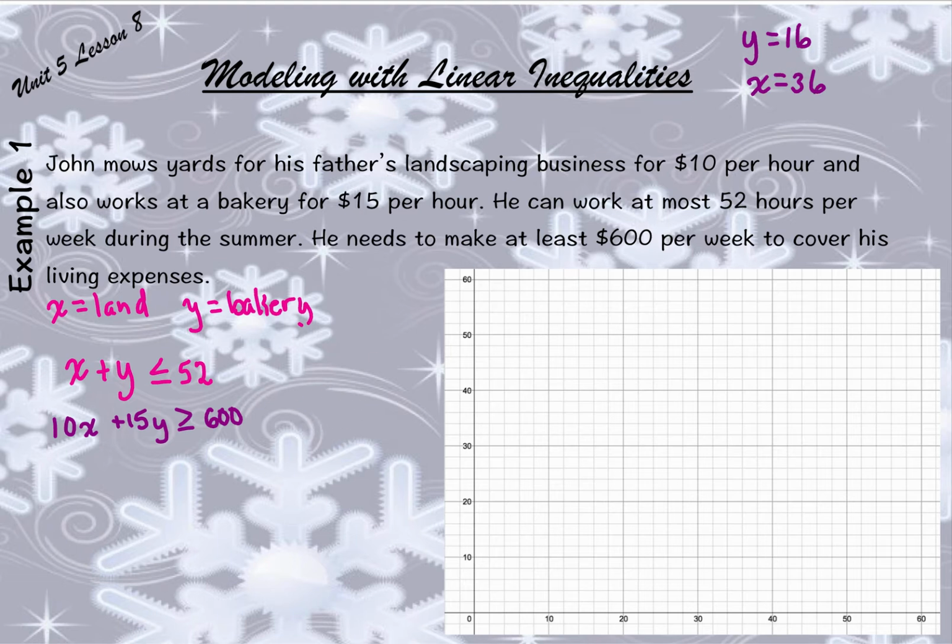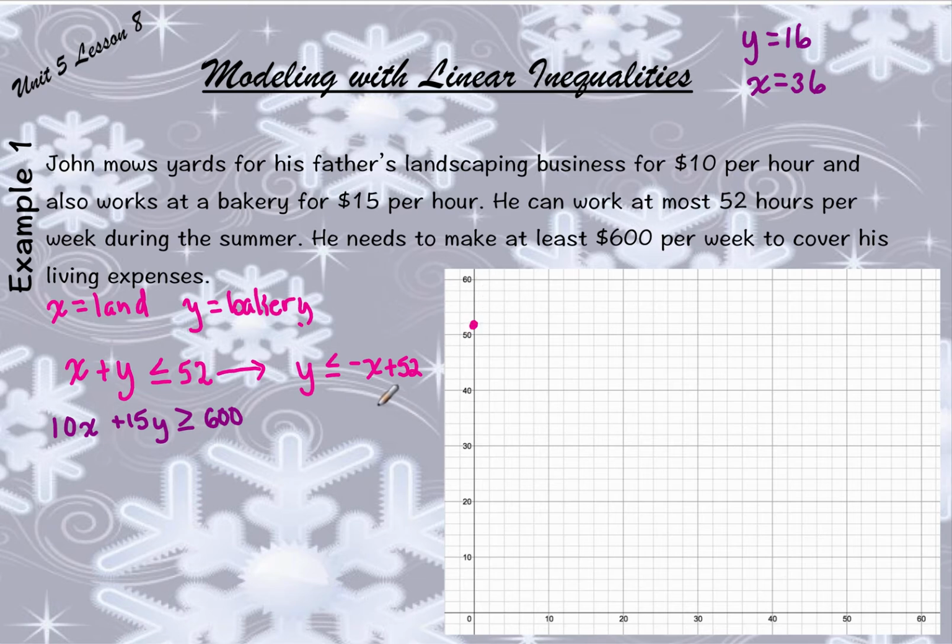All right, so now we're going to come over here and graph these. If I were to graph this one, I've got to solve for y. Y is less than or equal to -x plus 52. So that means my y-intercept is 52. Let me see, 52, 54, 56. Yep, I went by 2s, 52.